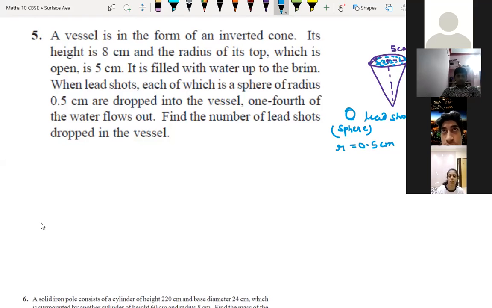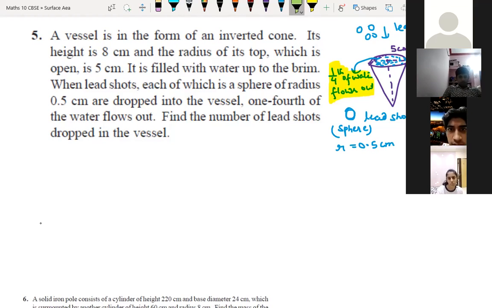1/4 of the water flows out. When you drop the lead shots inside the vessel, 1/4 of the water flows out. It means that the volume of lead shots is equal to what? 1/4 of the volume of water, right, children? Yes, sir. It means the volume of lead shots is equal to 1/4 of the volume of water.